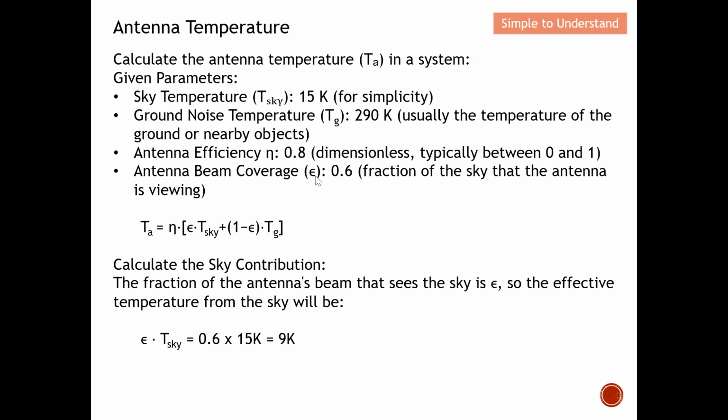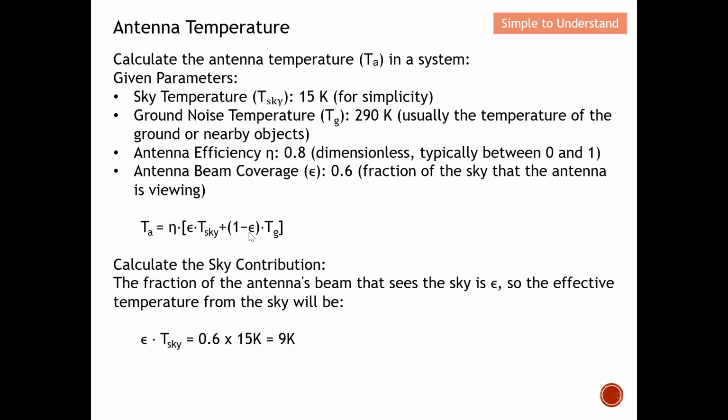Antenna beam coverage is 0.6, the fractional coverage of the sky by the antenna. You just imagine that the coverage is not 1, but less than 1, at 0.6. So the formula to calculate will be this equation. Before we discuss how we do this, let me break this into two parts. This is from the sky, and this is from the ground. The coverage 0.6 is to the sky, and therefore I can assume that 0.4 is to the ground, as you can see from this equation here.